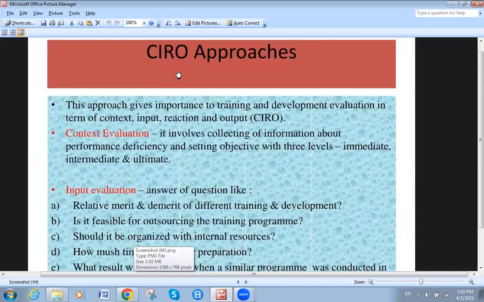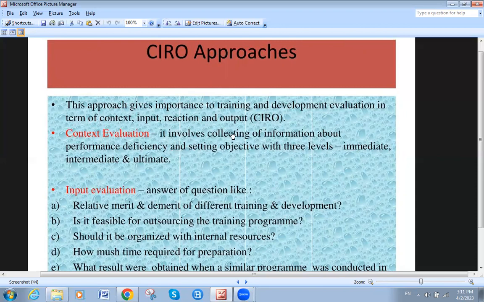The CIRO approach gives importance to training and development evaluation in terms of context, the contents of the training program, the inputs or the costs of the training program, the reaction, and the outputs of the training program. So C for the contents, I for the inputs, R for the reaction, and O for the outputs.